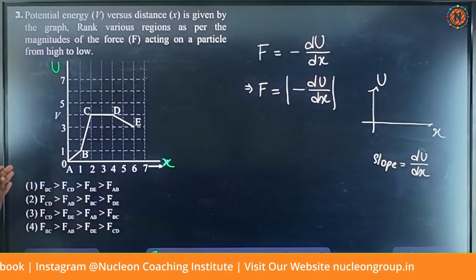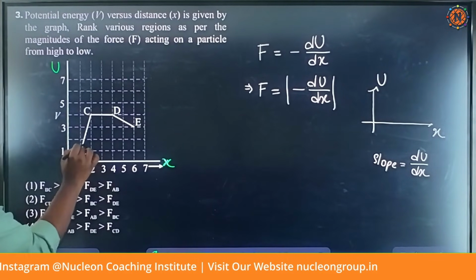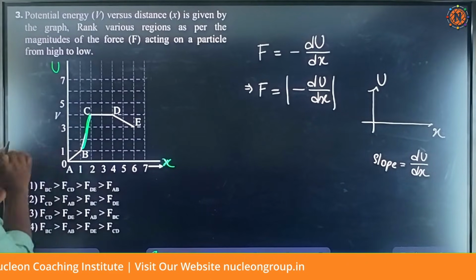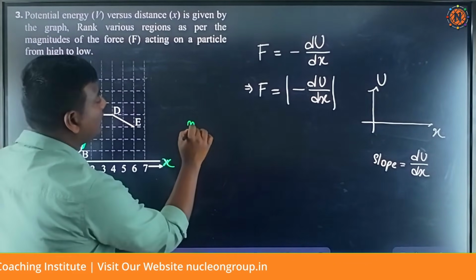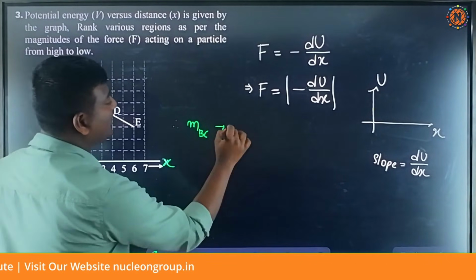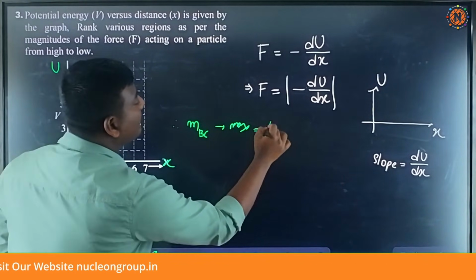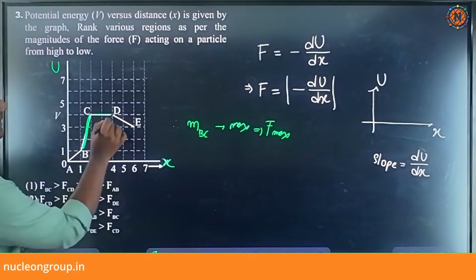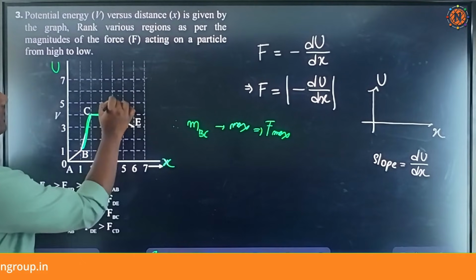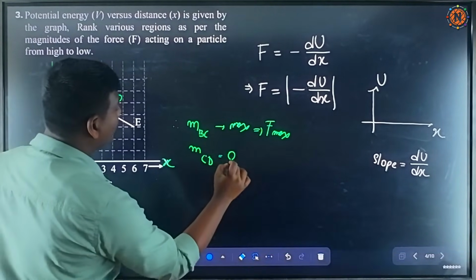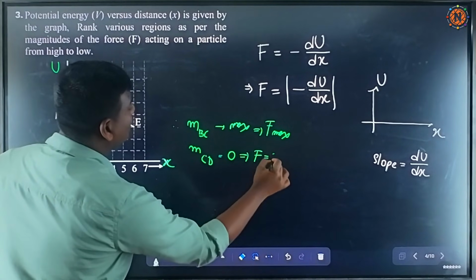From this graph we can already see that this has the highest slope. Yes, this has the maximum slope. So slope of BC is maximum, so its force will be maximum. Yes or no? Yes. Next, this is horizontal, and for a horizontal curve, slope is how much? Slope is 0. So we can write slope of CD equal to 0, so force will also be 0.